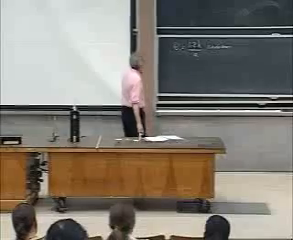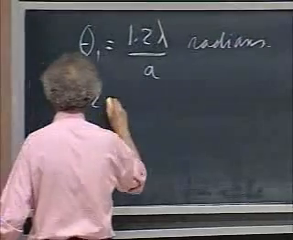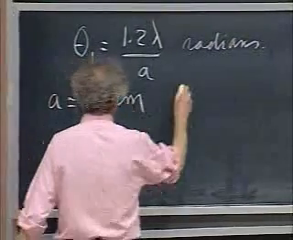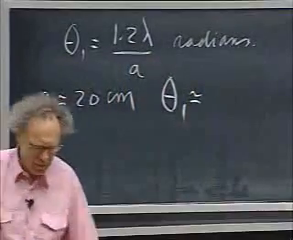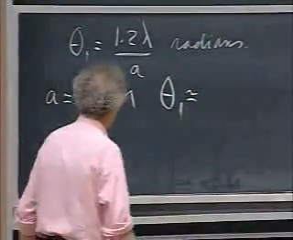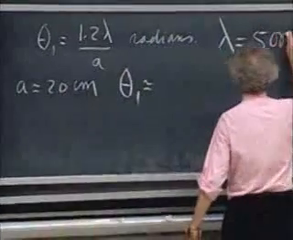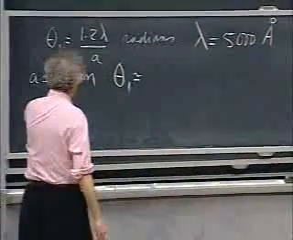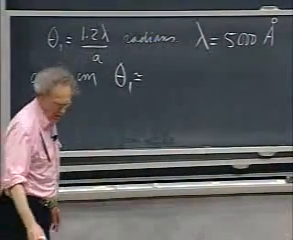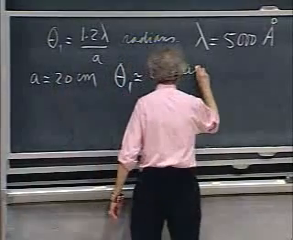If you take a lens which has a diameter A of about 20 centimeters, then that translates into a theta 1 of about half an arc second for 5,000 angstroms. So I take lambda 5,000 angstroms. Remember, an angstrom is 10 to the minus 10 meters. So theta 1 then becomes half an arc second, 0.5 arc seconds.